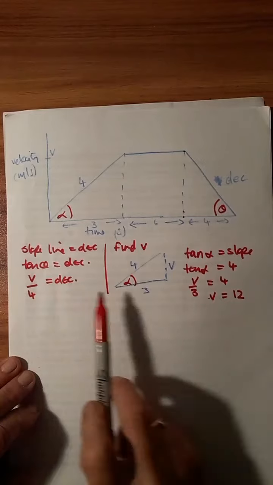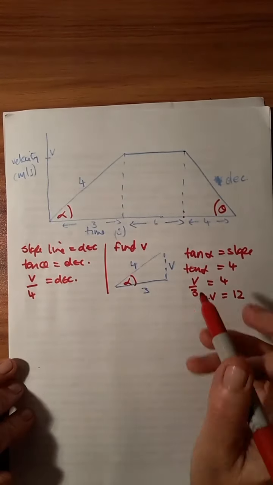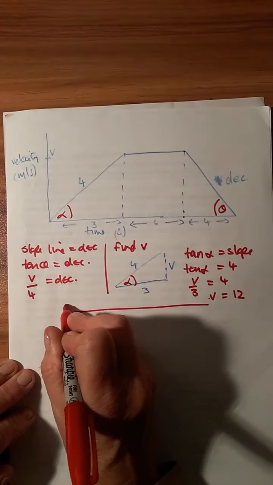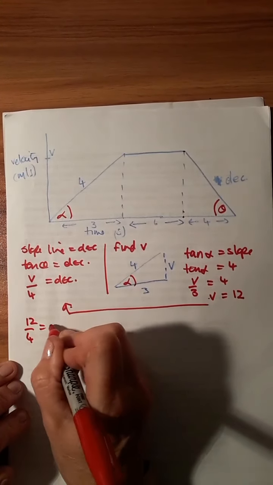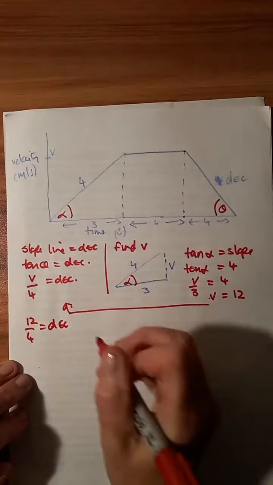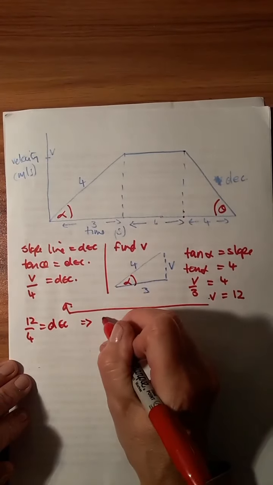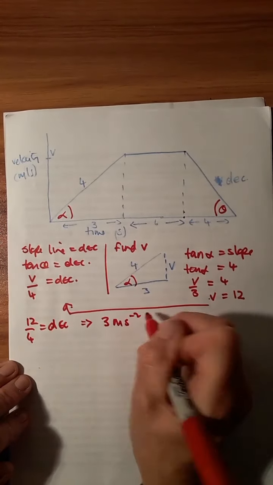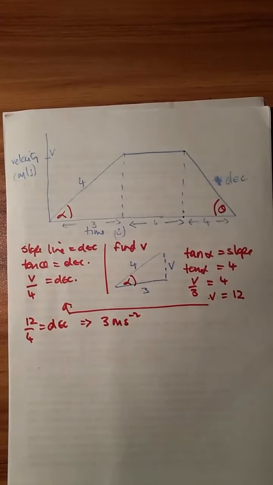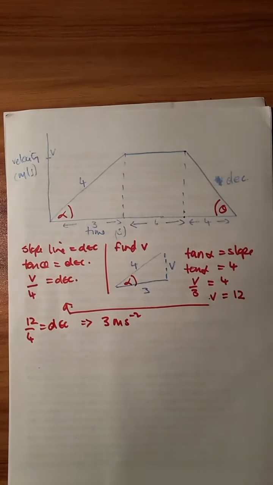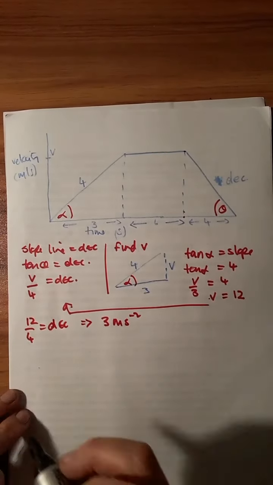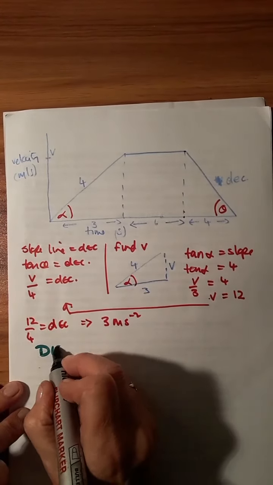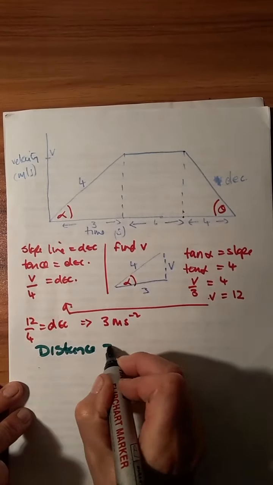So now I can use this V over here. I'm going to say 12 over 4 is equal to the deceleration. So the deceleration rate is 3 meters per second squared. Right, so that's the first part. Now I want the total distance covered. Right, so the distance covered, remember, is the area under the curve.